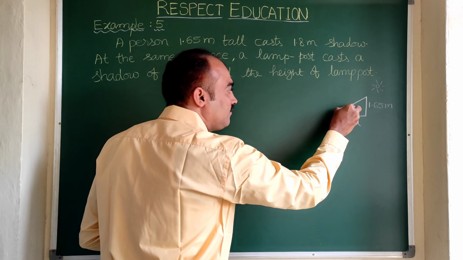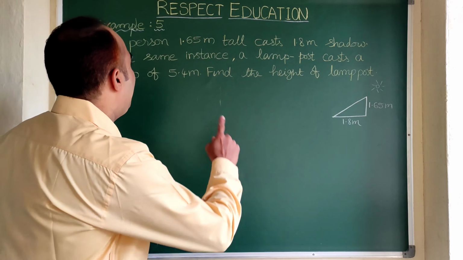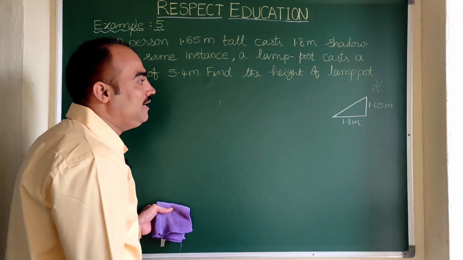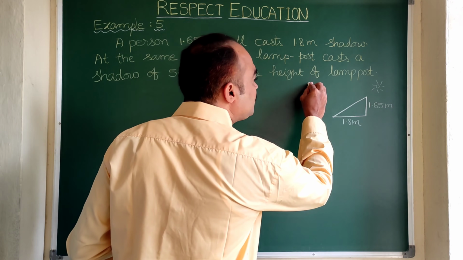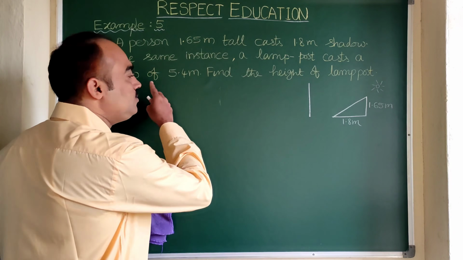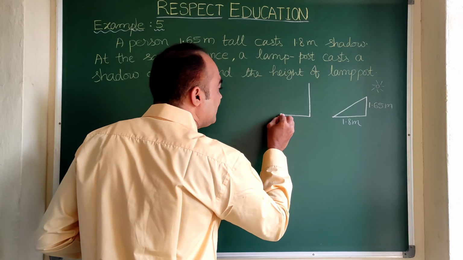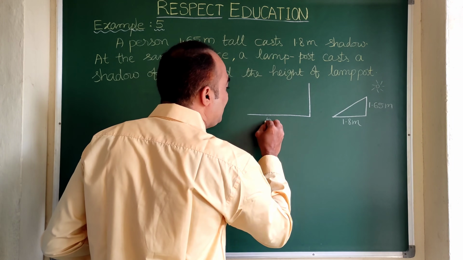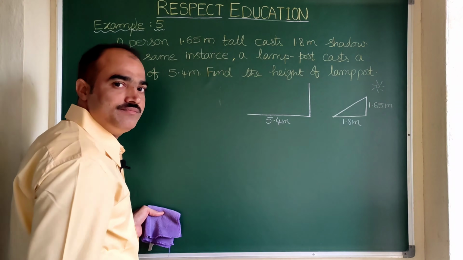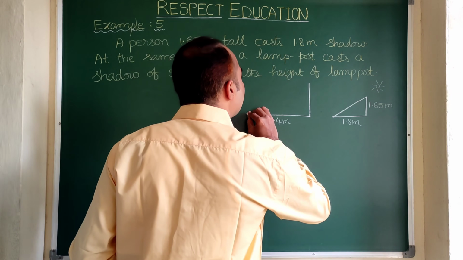So here this is one triangle, and at the same instance, means in the same time, there is a lamp post. Here is the lamp post whose shadow is 5.4 meter. So here this is the shadow of the lamp post. This is 5.4 meters. Find the height of the lamp post.